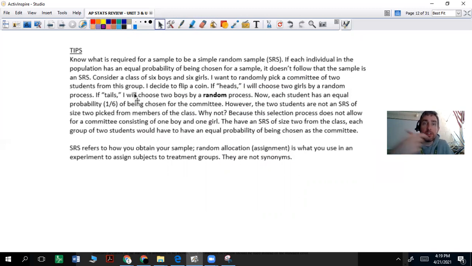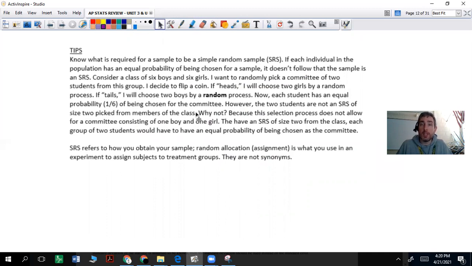Consider a class of 6 boys and 6 girls. I want to randomly pick a committee of 2 students from this group. I decide to flip a coin. If heads, I'll choose 2 girls from a random process. If tails, I'll choose 2 boys from a random process. Now, each student has an equal probability of being chosen for the committee. However, the 2 students are not a simple random sample of size 2 picked from the members of the class. Why not? Because the selection process does not allow for a committee consisting of 1 boy and 1 girl.